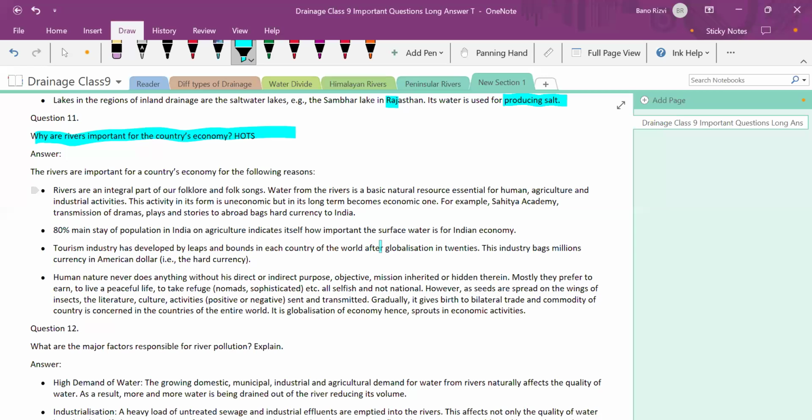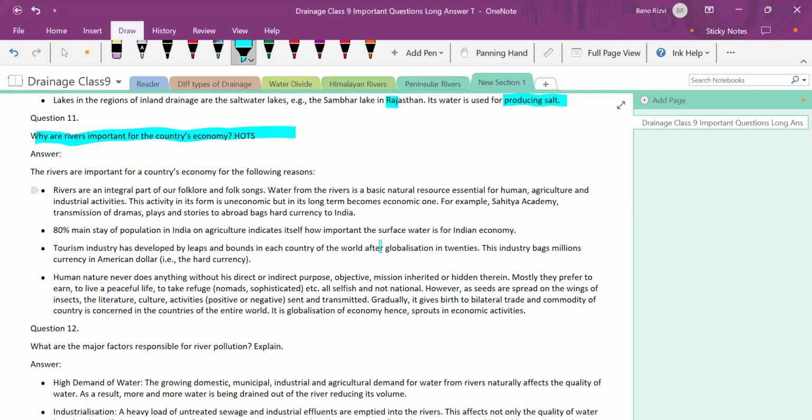Human nature never does anything without a direct or indirect purpose, objective, or mission inherent or hidden therein. Mostly they prefer to earn, to live a peaceful life, to take refuge, etc. All selfish and not national.